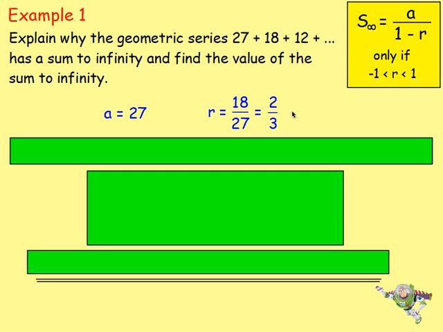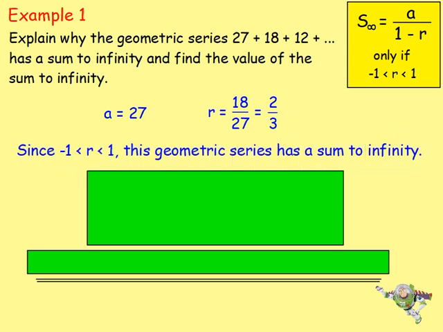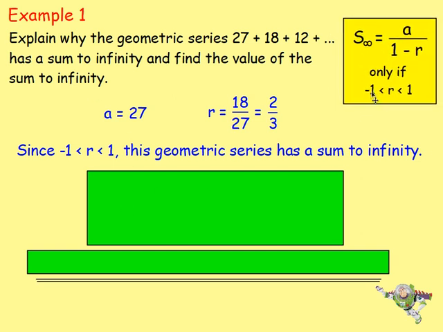So how do we know then that there is a sum to infinity? If you look at R, a sum to infinity exists if R is between -1 and 1. And in this case, well, 2/3 is less than 1 and it's bigger than -1. So the geometric series has a sum to infinity. And find the value of the sum to infinity. How would you do that? Well, you would use this formula that's up here.